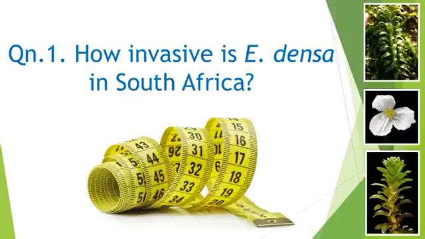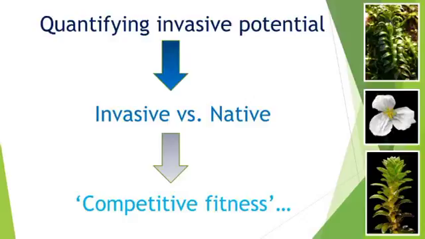So question one, how invasive is this plant in South Africa? How do we measure invasiveness? Well, before we can measure anything, we must be able to quantify it. And quantifying invasion potential requires taking a bit of a step back and thinking, what's the major concern with any invasive species across any taxa and any ecosystem? I think really it comes down to the fact it can outcompete native species, allowing it to dominate in ecosystems and be really damaging.